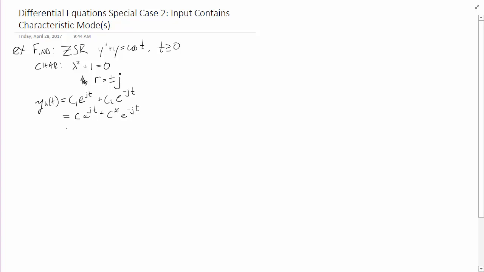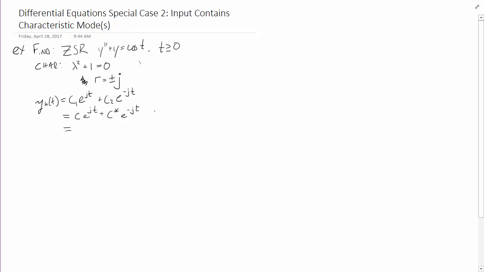Okay, so I'm going to go a little bit further in here just to show you why the cosine, because right now we've got two complex exponentials and they don't actually look like cosines. So you may be wondering, the input doesn't contain a mode of the characteristic equation, but I'm going to show you that that's not correct.